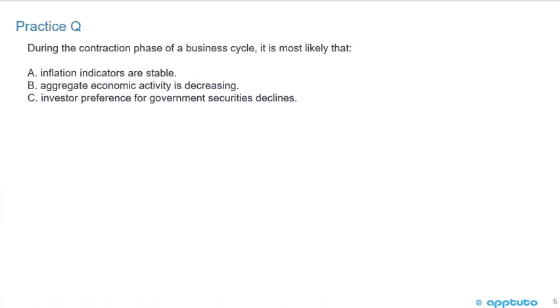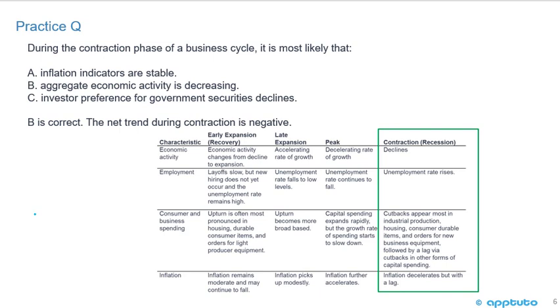And one last practice question to finish this LOS. During the contraction phase of a business cycle, it is most likely that A, inflation indicators are stable, B, aggregate economic activity is decreasing, or C, investor preference for government securities declines. Again, a good little question. During the contraction phase, so we need to look at this column for the contraction, inflation indicators are stable. We'll go to the row for inflation. Inflation is decelerating, but with a lag, so that doesn't sound like it's stable, so that's wrong.